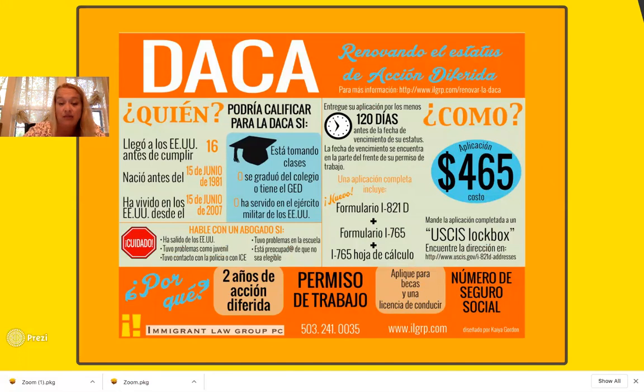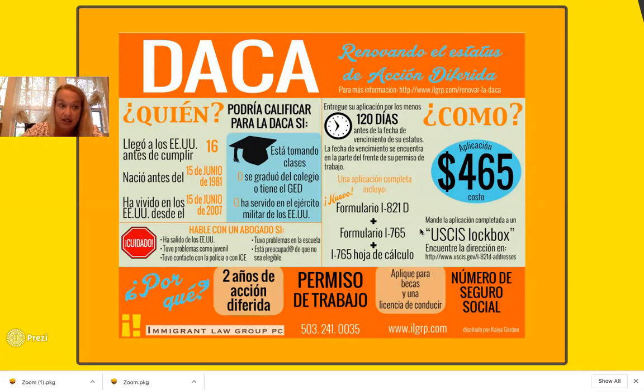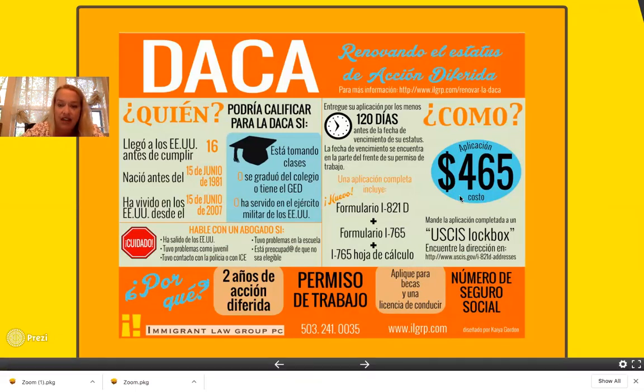Here's one that I use with my AP Spanish class, and it's about DACA, and it talks about what it stands for, who is eligible, and what you need to do to get DACA status, how much it costs, all of this. So very cool. You could put this up on your screen in school and just talk about it. Ask your kids what all this stuff means, see if they can interpret it and dissect it.